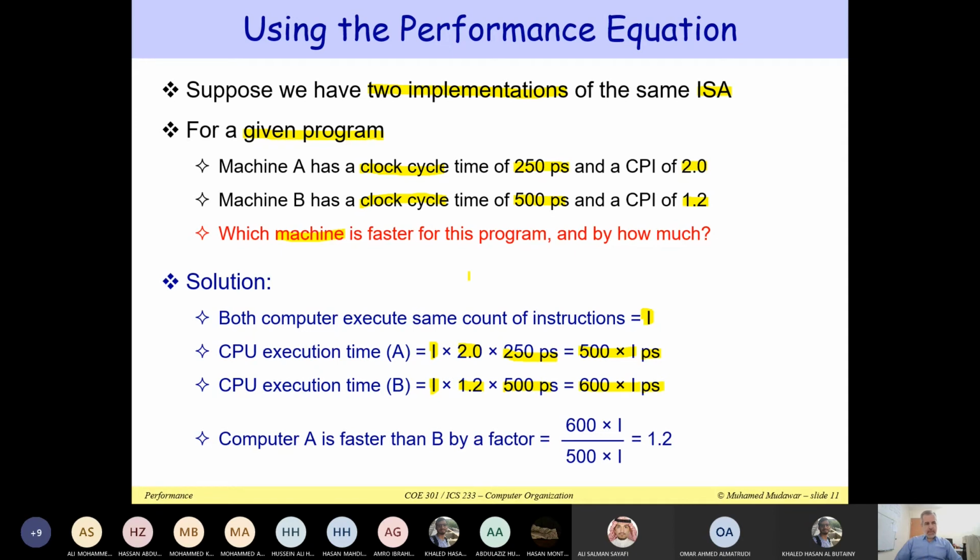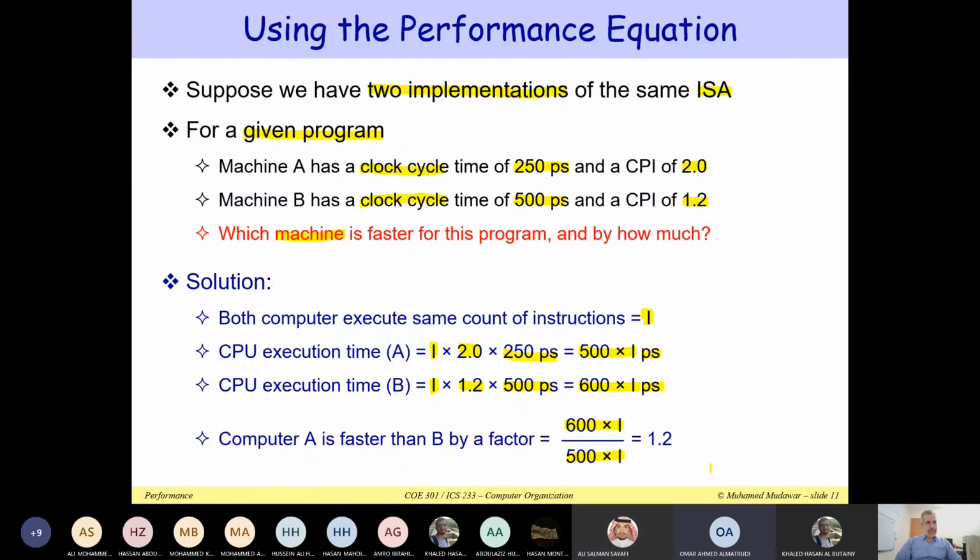But in order to find out by how much, we divide the execution time on B, which is 600 I picoseconds, divided by the 500 I picoseconds. So we divide the longer execution time by the shorter execution time. Now I divided by I will cancel each other, and therefore we get 6/5, which is 1.2. So now we can say that A is faster than B by a factor of 1.2, 1.2x faster. That's what it means. Or we can say 20% faster.